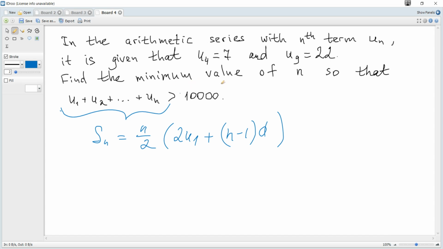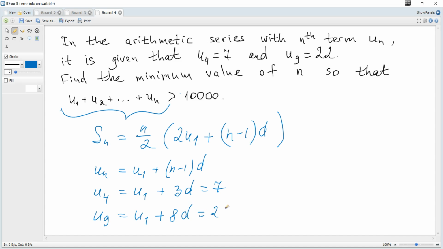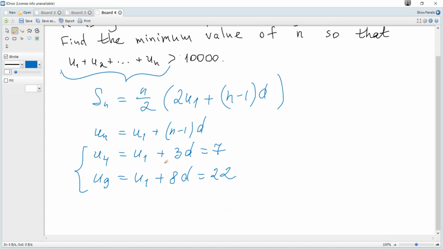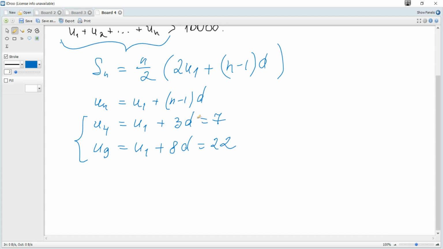So to consider this inequality in terms of n only, u1 and d should be found. We know that the general term for the arithmetic sequence is u1 plus (n minus 1) d, so u4 becomes u1 plus 3d, and it's 7, and u9 is u1 plus 8d, and it's 22. So we get simultaneous equations, and for any simultaneous equations we can do the same operations with the left hand sides and the right hand sides, and we can see that if we subtract both sides, u1 cancels.